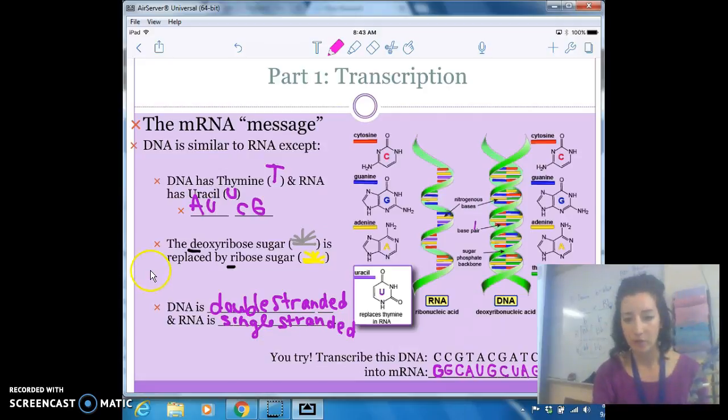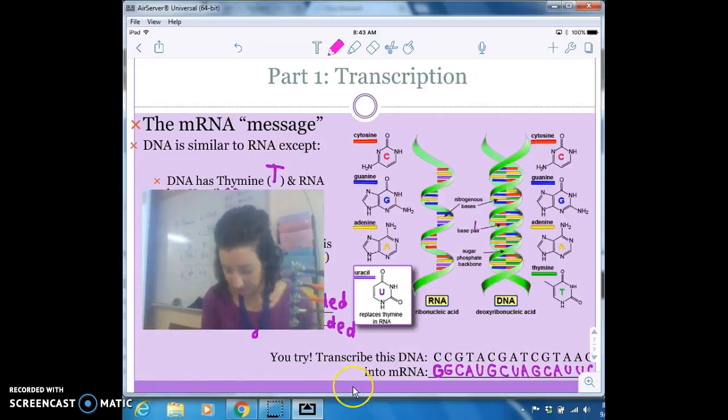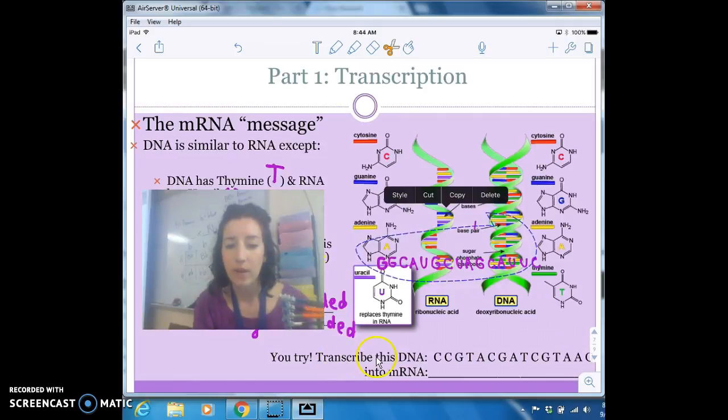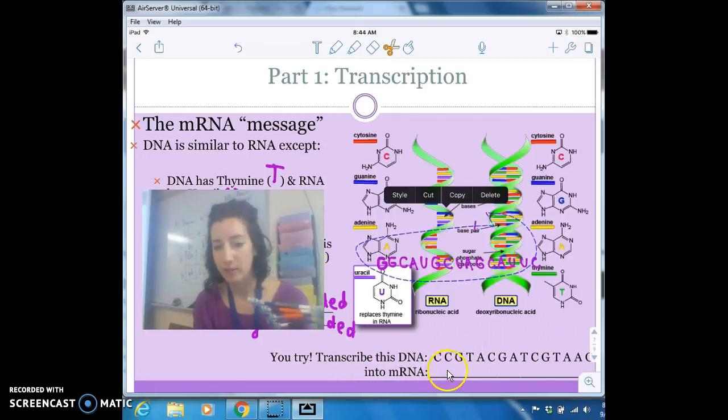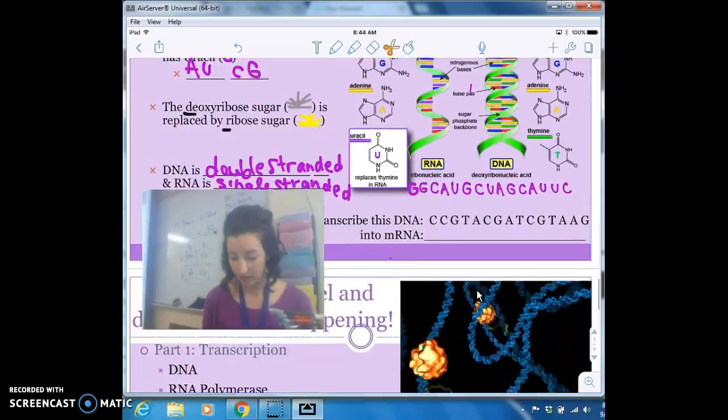And then this is a picture right here of RNA, DNA. Okay, I want you to practice. Don't look. If this was DNA, C C G T, and so on, transcribe it into mRNA. So write that out. Okay, you could pause it if you want to and practice that.